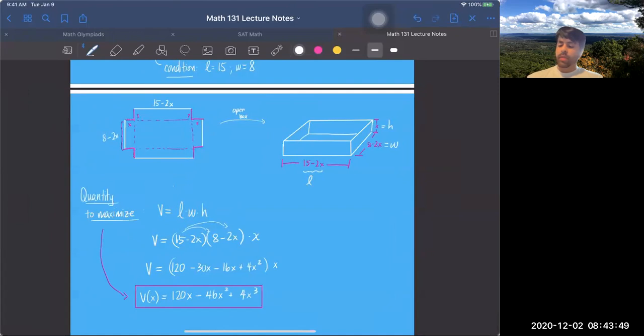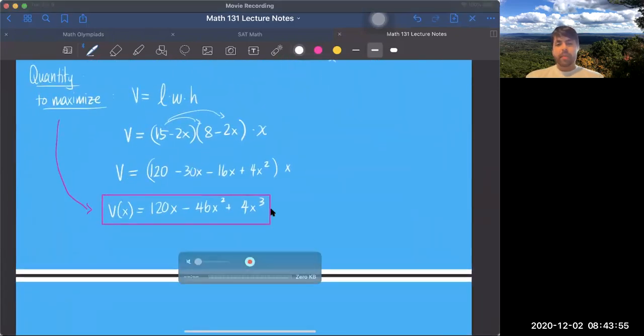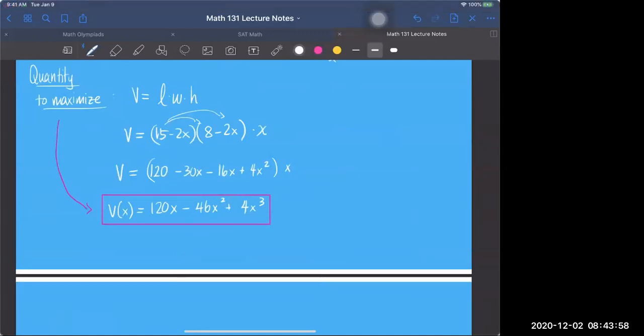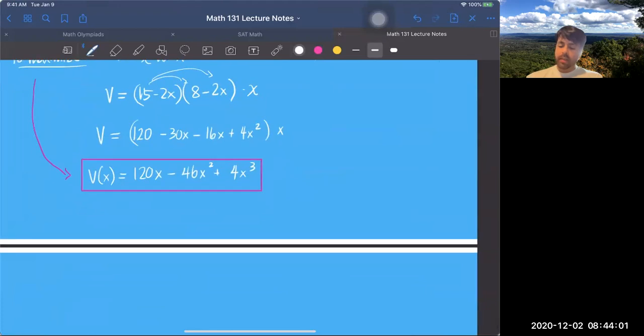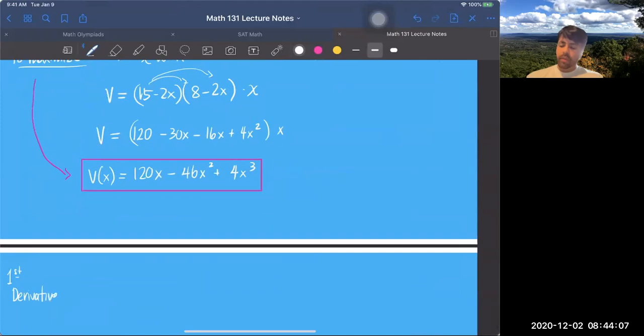So now what is it that we want to do? If I want to maximize this, what's the next step? I must do what? First the derivative. First derivative again. You see, now this becomes second nature. So what is the first derivative? I get 120 minus 92x plus 12x squared, and I set it equal to 0.